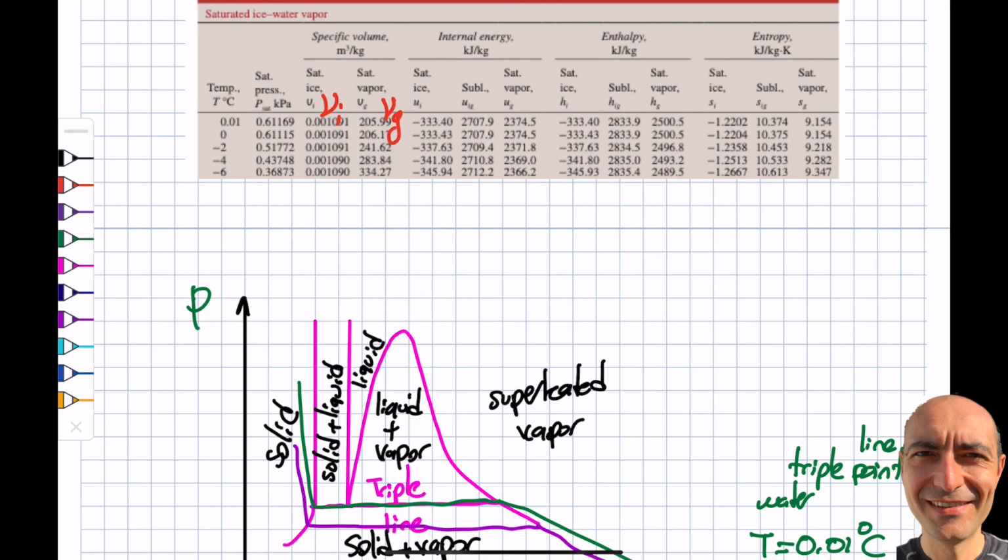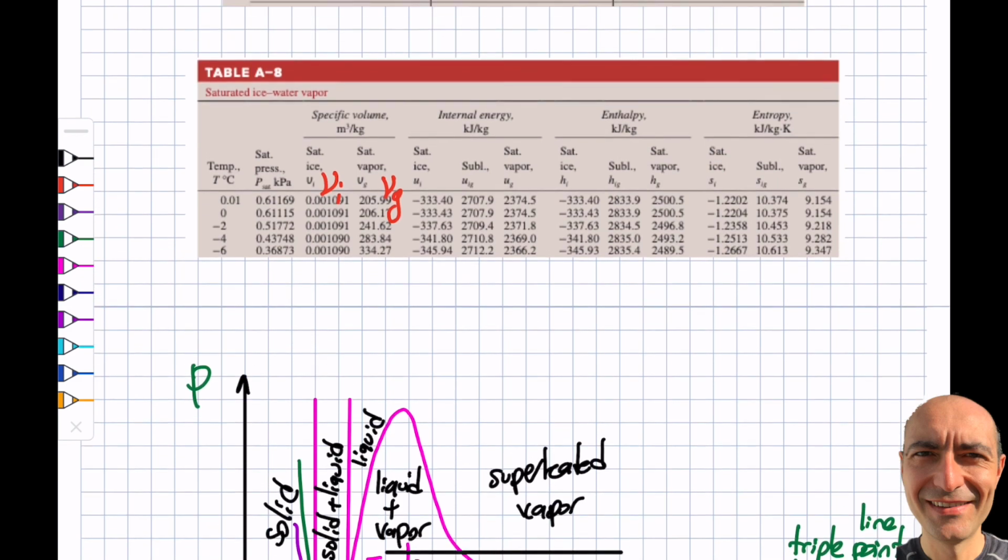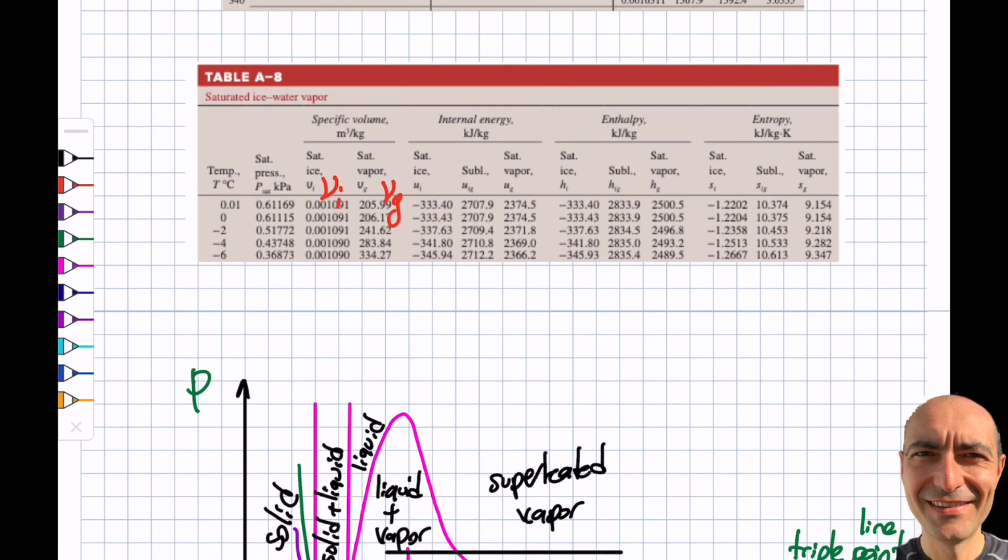Alright, that's going to do it for me. I actually will next talk about which table to use. Am I going to use A4, A5, A6, A7, A8? Which one? I'm going to explain that to you. Very important segment coming up.